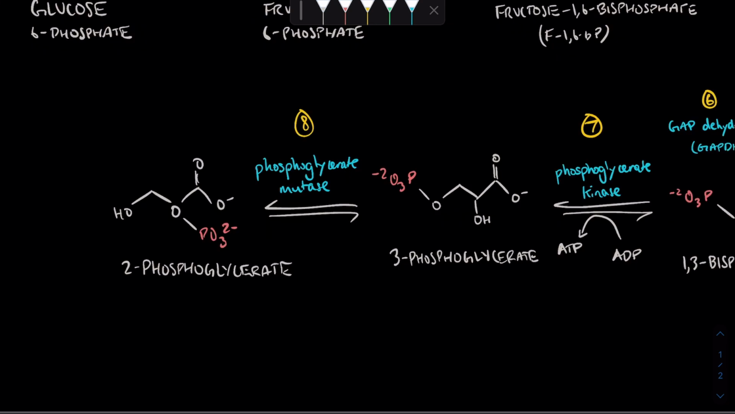Now this is step 8 of glycolysis. What we're doing is we're taking our 3-phosphoglycerate and we're yanking off that phosphate group, and we're adding a different phosphate group to our oxygen there.